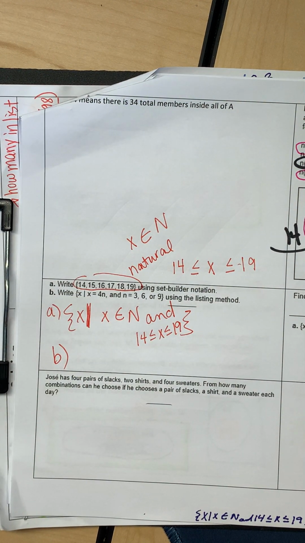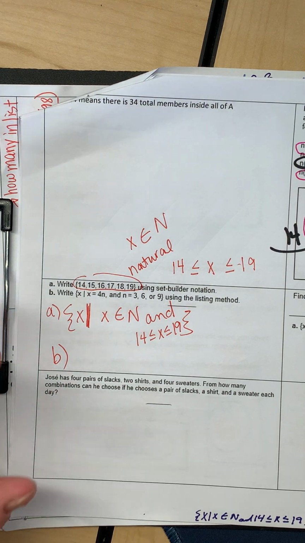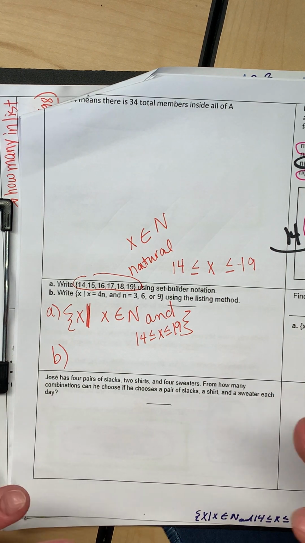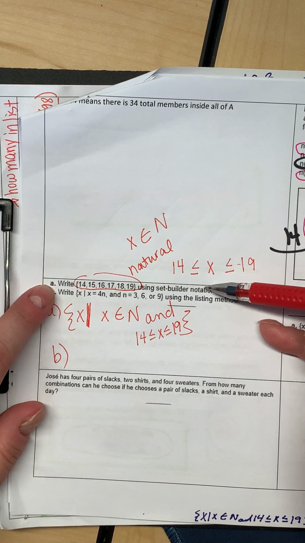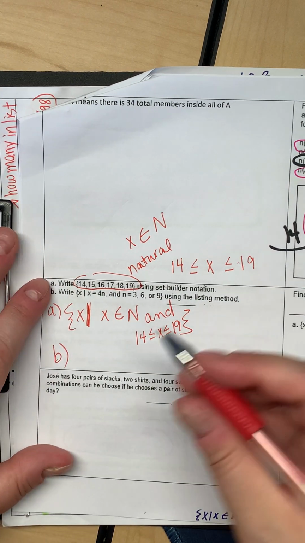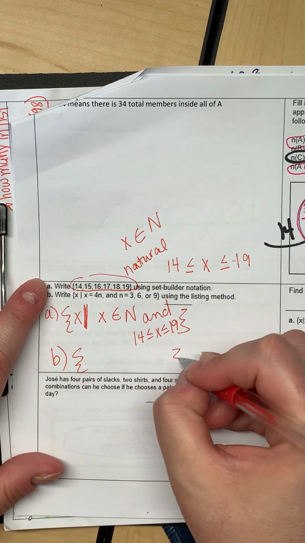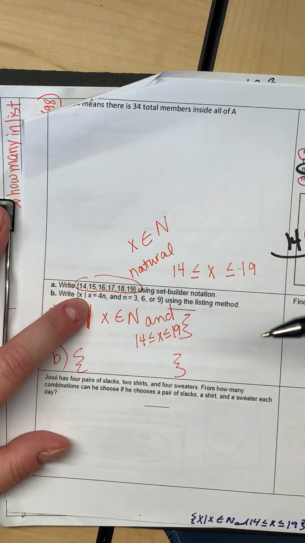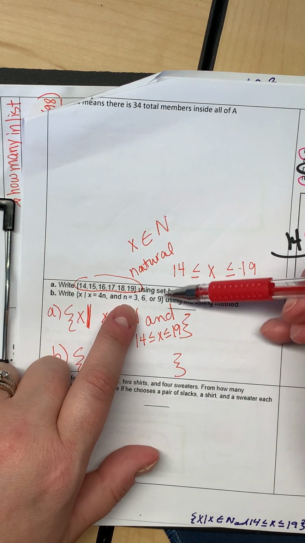Okay, for part B, it says write it using the listing method. Well, that's just backwards of part A. As in, part A wants us to write it in part B form, and part B wants us to write it in part A form. So they want us to take away this X and this up and down bar, and instead they just want us to list the numbers.